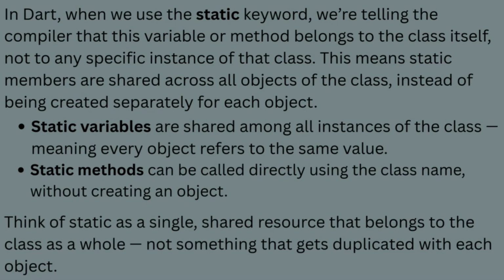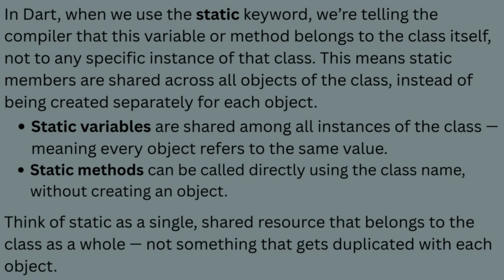Let's understand this better. Imagine you have a class called Student, and you want to keep track of how many students have been created. If you use a static variable for that, every time a new object is made, that one shared variable gets updated. Not one per student, just one for the whole class.